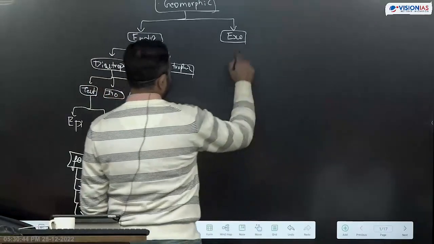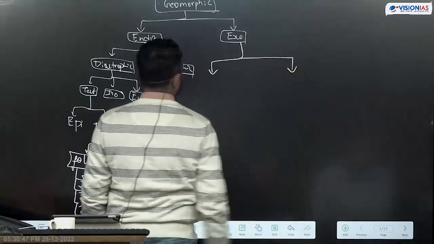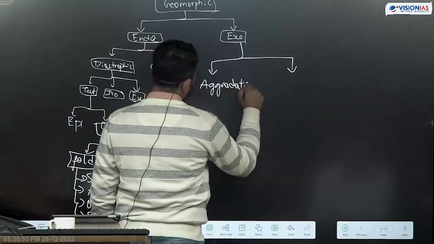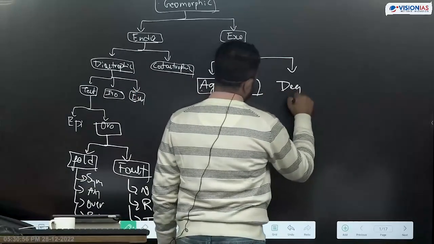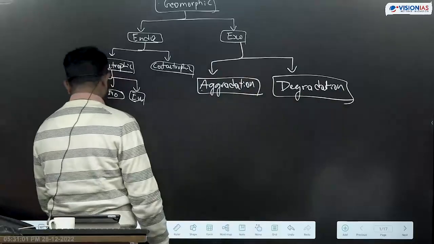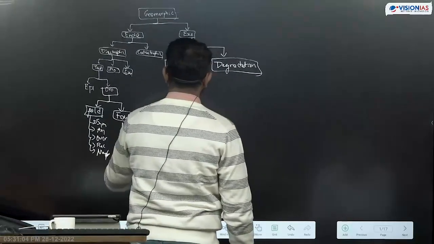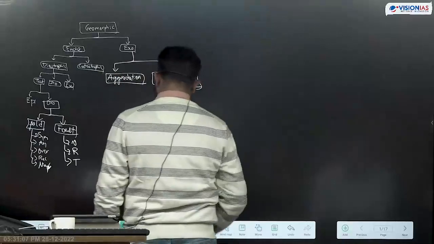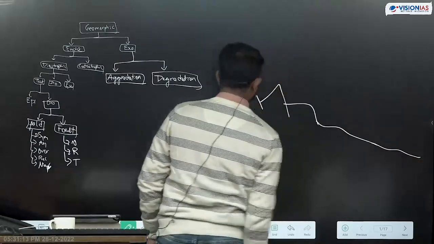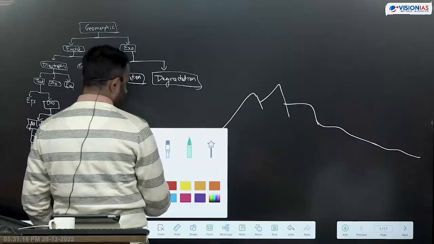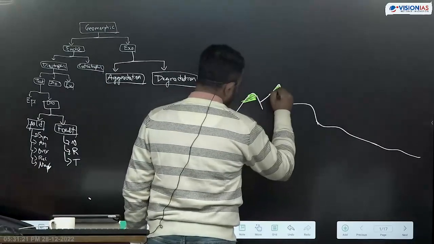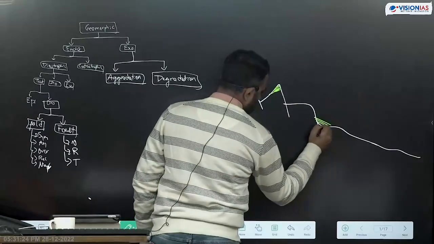Exogenetic movements are classified into which ones? Aggradation and degradation. What is aggradation? Wherever there is elevated land, wherever the forces of nature are impacting, at one part it is removed, and at another part it is deposited, right?